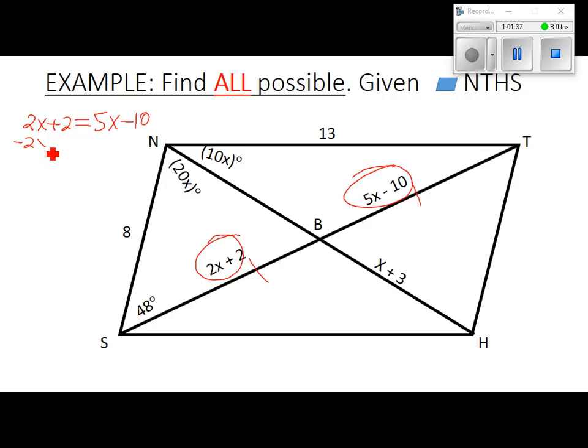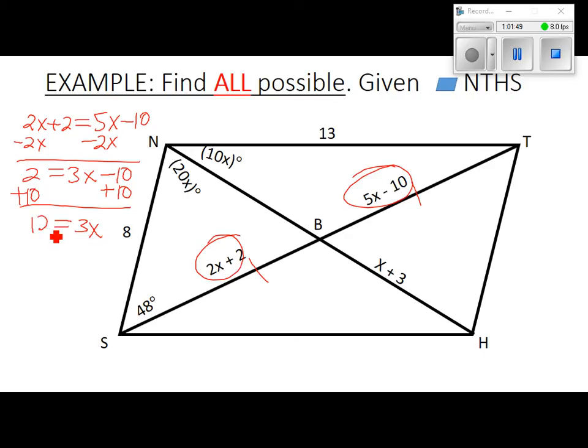5x minus 10, I'm gonna solve that real quick. Subtract 2x on both sides. You end up with 2 equals 3x minus 10. Add 10 to both sides. 3x equals 12. Divide by 3, what's x equal? 4. Once we know what x is, just plug it in.